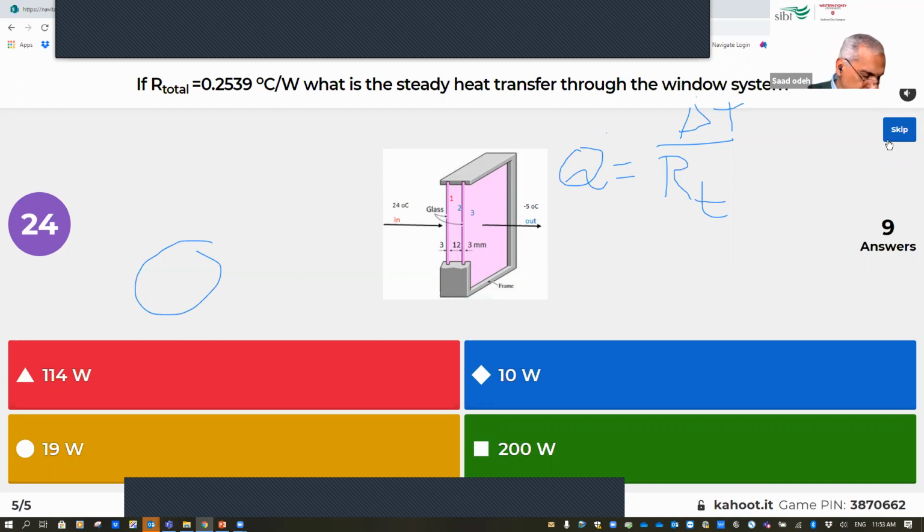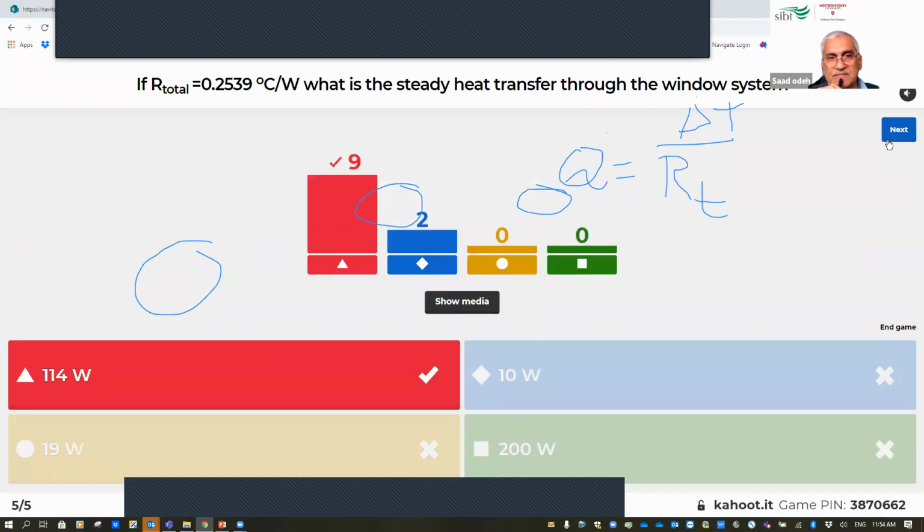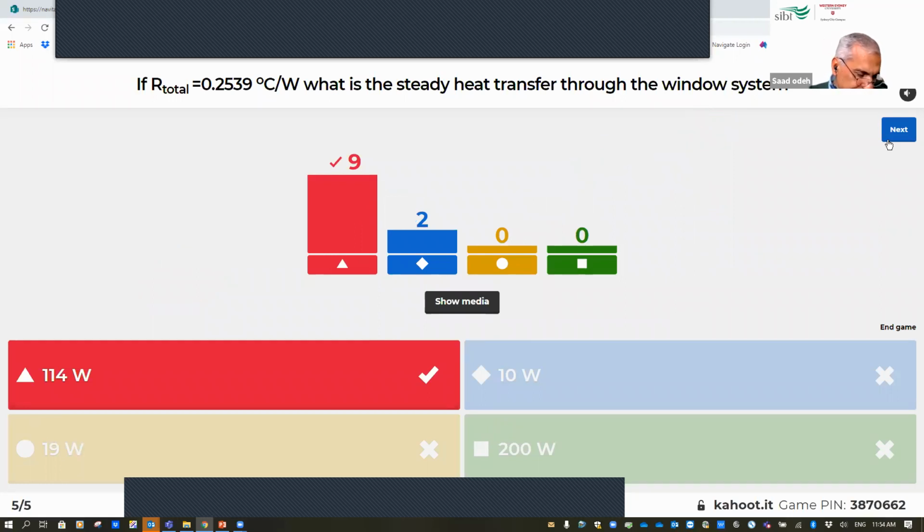So for delta T, you can see 24 and minus 5. This is the temperature in and out. So T in minus T out, divided by R total. Okay, good. So anyone has a problem in finding this, let us know now.